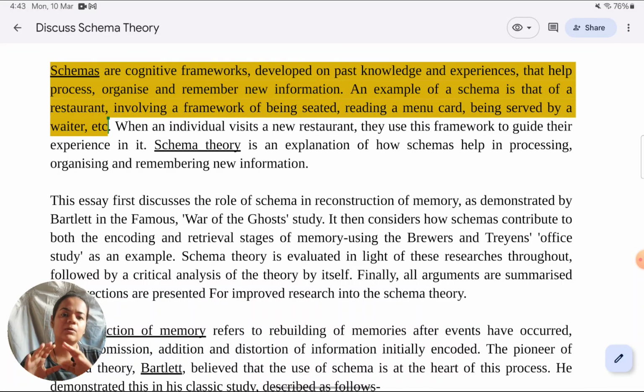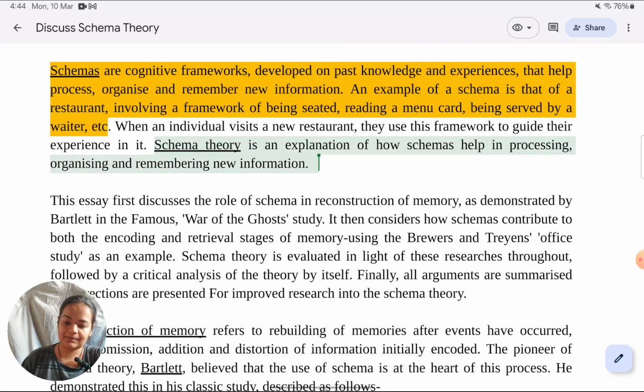Schema is a concept. It's a cognitive process of using past information to process incoming information. Schema theory uses schemas to explain how we organize, process, and remember information. These are two different things. You can think of schema as the base concept and schema theory as the explanation which is using schemas to explain a lot of mental processes. So make sure that you explain both, as is done in this answer.